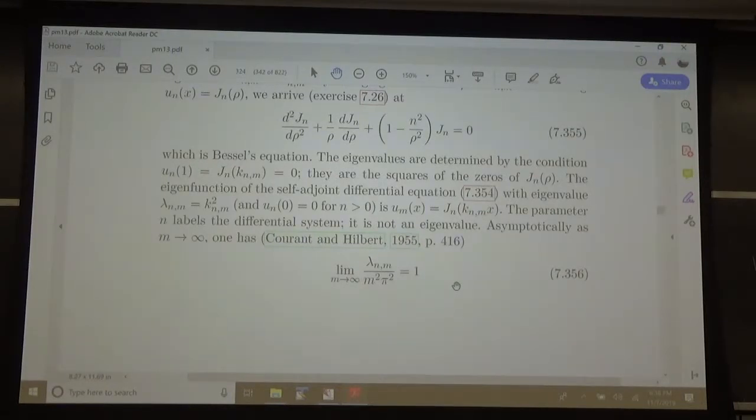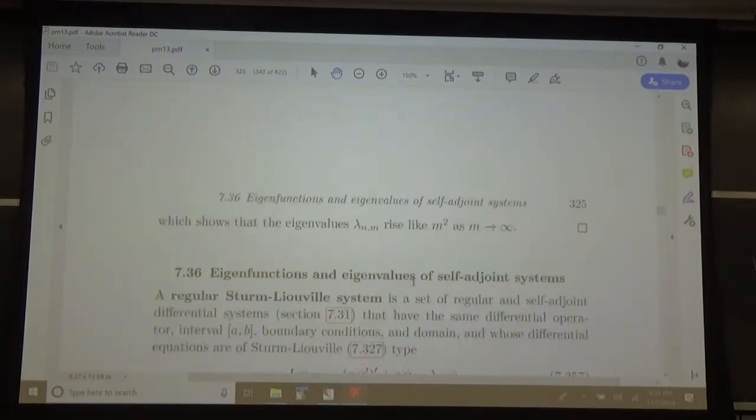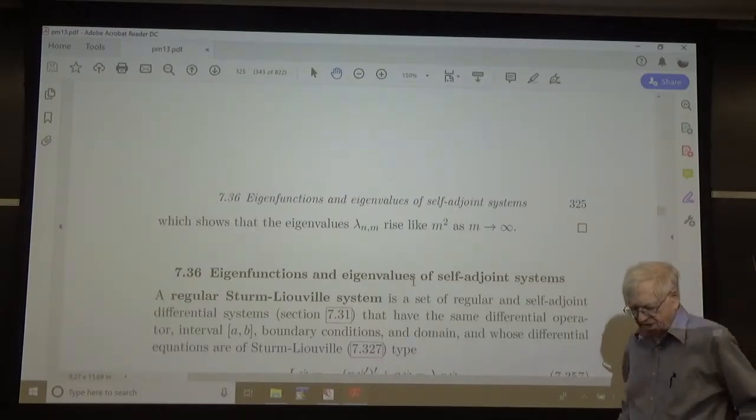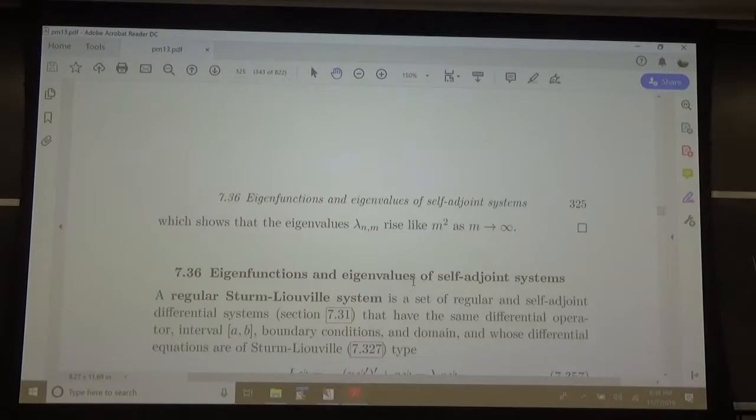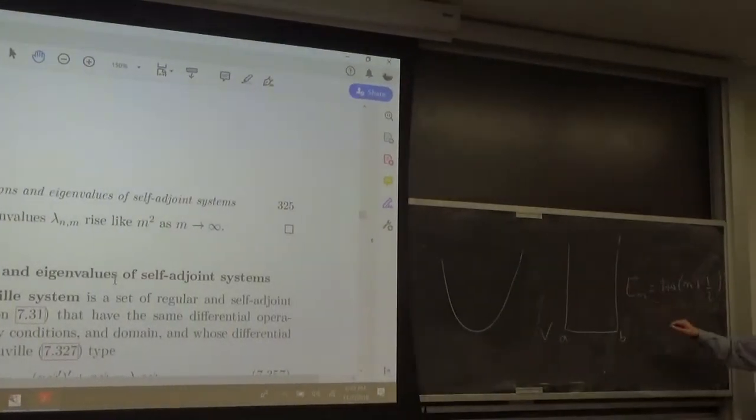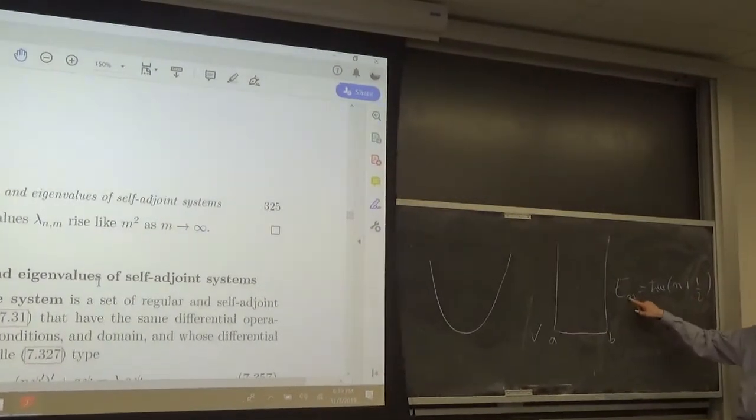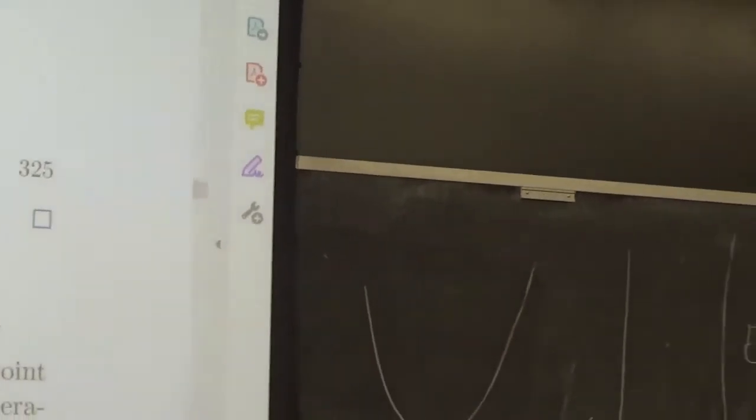What one can see is that there are an infinite number of them, and the eigenvalues lambda go to infinity. That was also true in the two previous examples, because in the case of the harmonic oscillator, the eigenvalues En is h bar omega (n plus a half). This is the nth eigenvalue. As n goes to infinity, the eigenvalue goes to infinity.